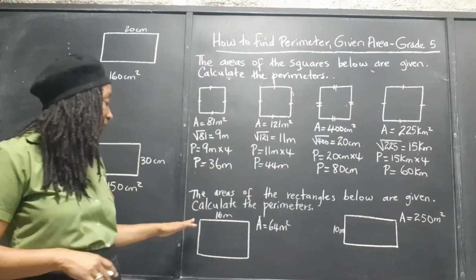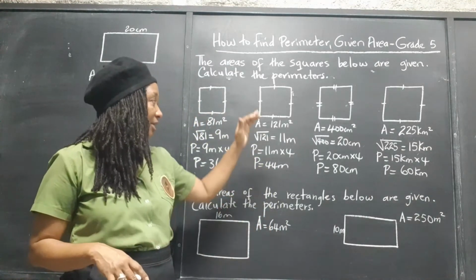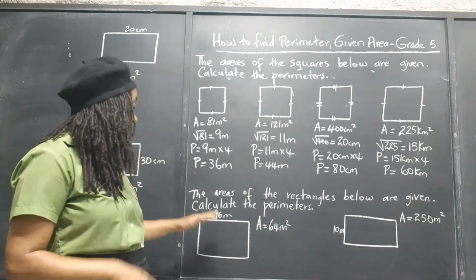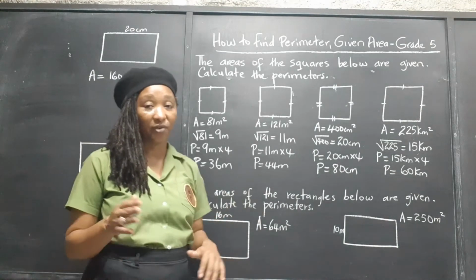Alright, now we're given other kinds of rectangles. The square is a special rectangle where all the sides are equal. For these rectangles, the length is different from the width.